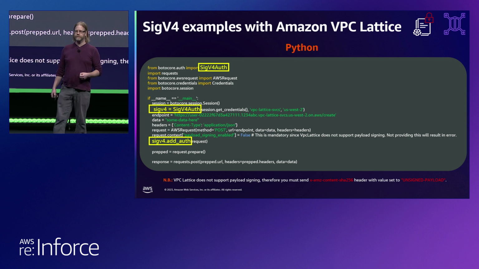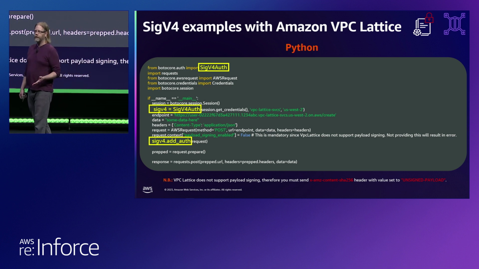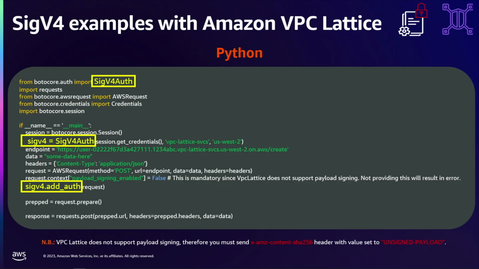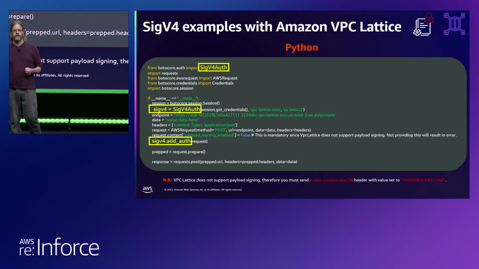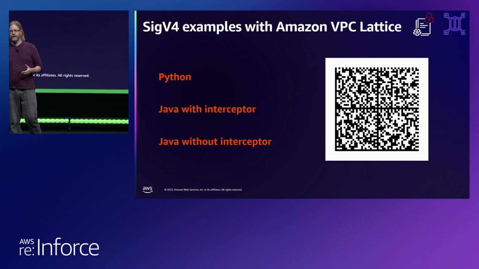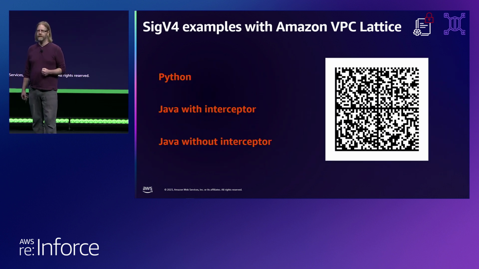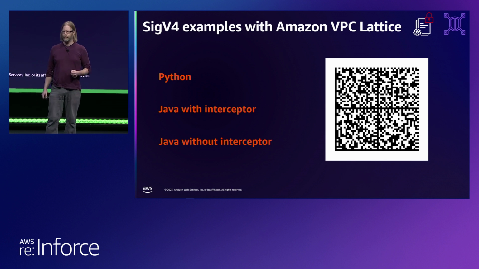Now, one thing I want to note, it's at the bottom here for the nota bene, is that Lattice does not support payload signing. So you have to use the AMZ content SHA-256 with an unsigned payload if you want to take advantage of this. Now, I did mention that Python's my favorite, but we do have a couple of other ones, the Java with the interceptor and one without the interceptor. So this will link you again to the public documentation that gives you examples for those.